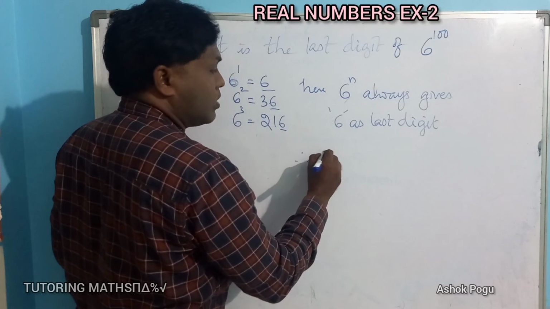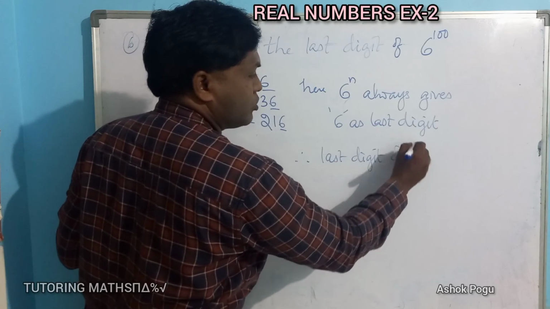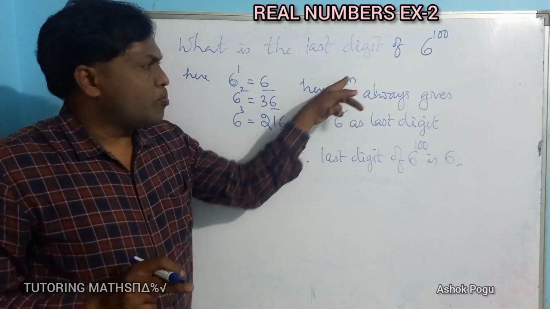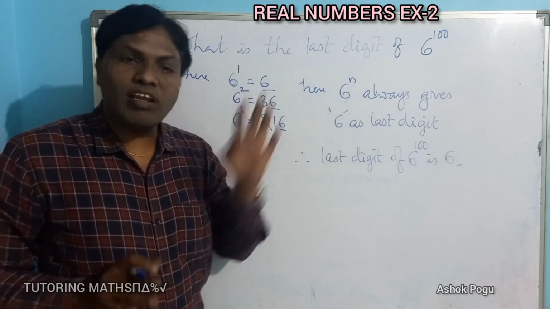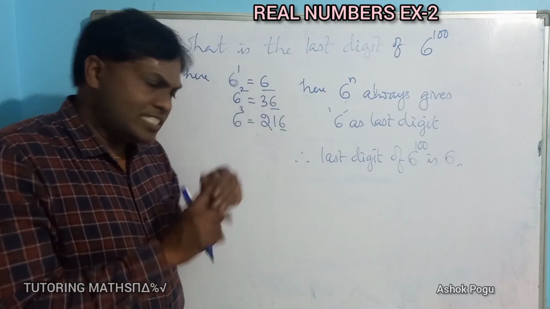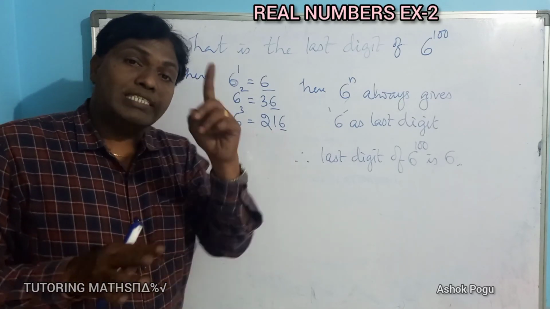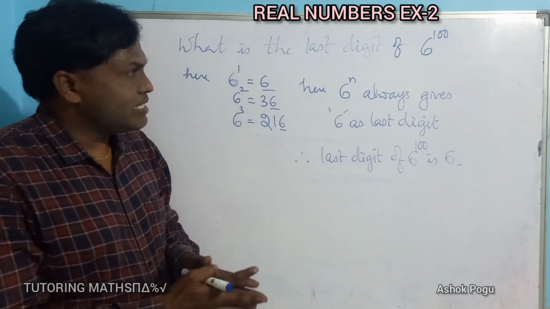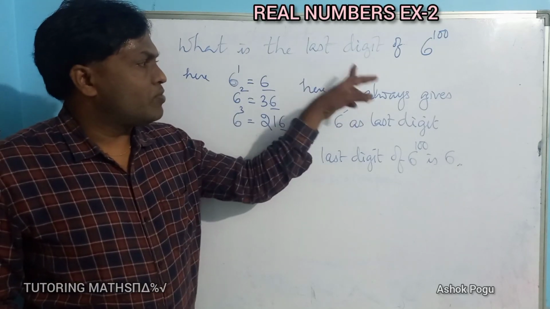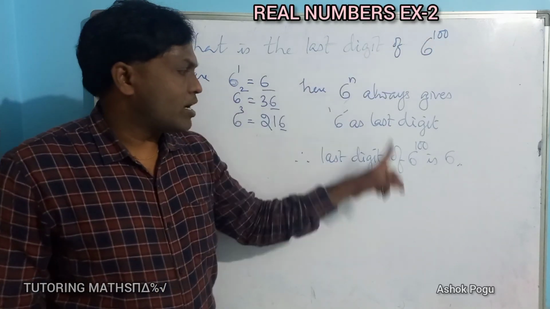So therefore, the last digit of 6 to the power of 100 is 6. That's all. Because 6 to the power of n always gives 6 as the last digit. So 6 to the power of anything, 6 power 1 is 6, 6 square 36, last digit 6, 6 cube 216, last digit 6. If you find 6 to the power of 4 also, in that product the last digit will be 6. So from these examples you can say that 6 to the power of n always gives 6 as the last digit. Therefore, the last digit of 6 power 100 is 6.